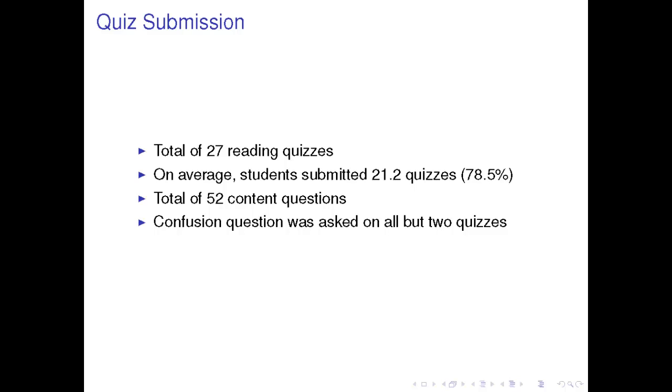So almost 80% of quizzes were submitted. And I was happy with that. Students on average missed a few quizzes, but there's 30-something of them, so it's expected that students are going to miss them. But the question is, okay, so they're submitting these things, but what are they submitting, right?